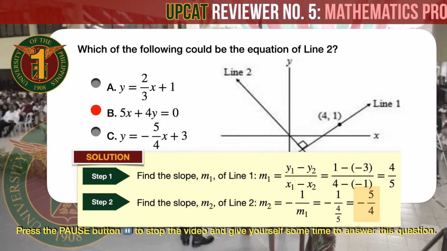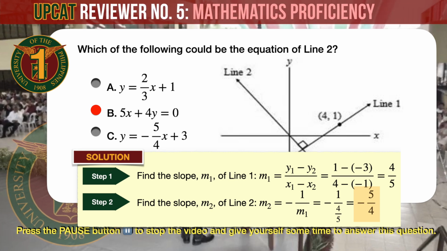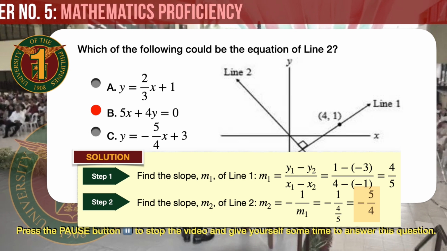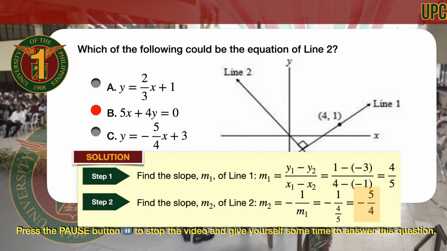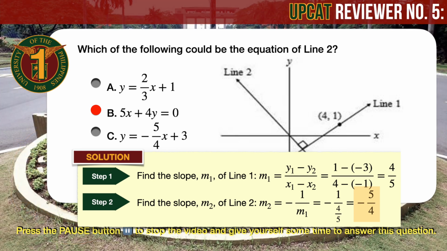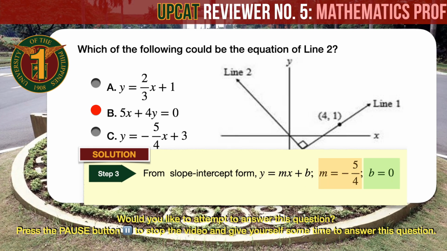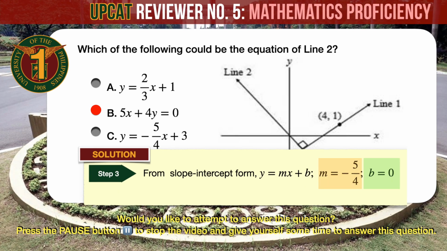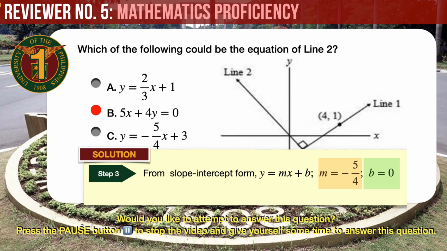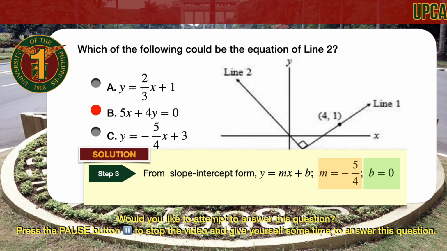From geometry we know that, if two lines are perpendicular, the slope of one line is the negative reciprocal of the slope of the second line. Therefore, the slope of line 2, m2, is the negative reciprocal of the slope of line 1, m1. From here we determine m2 to be minus 5 over 4. From the slope-intercept form of a line, we can write the equation of a line as y equals mx plus b, where m is the slope of the line and b is its y-intercept. We already know the slope of line 2 to be minus 5 over 4.